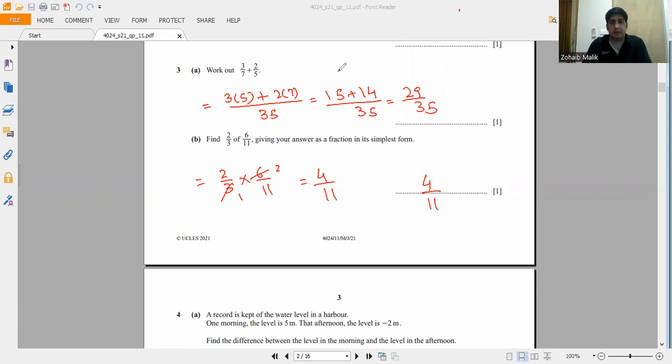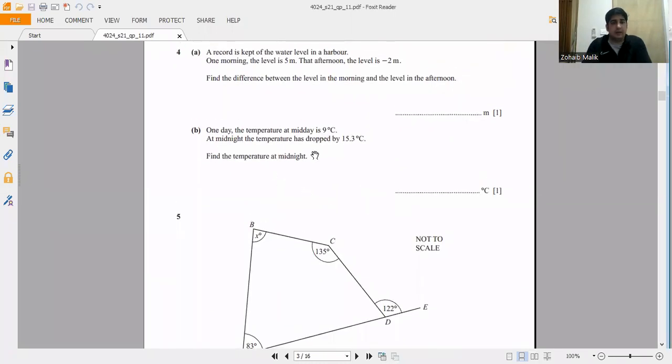Okay, what next? Question number 4: a record is kept of the water level in a harbor. One morning the level is 5 meters, in the afternoon the level is -2 meters. Find the difference between the level in the morning and the level in the afternoon. Okay, it's very simple. We need to find the difference. Difference means to subtract. So 5 meter minus -2 meter.